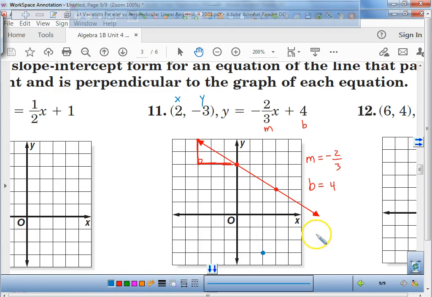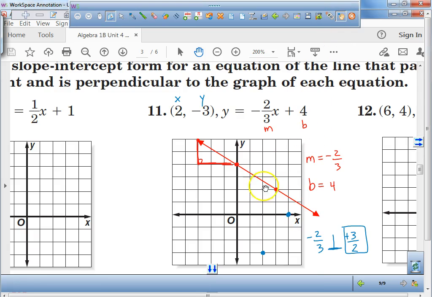Okay, so here we go. What's our new slope? If we have a negative 2/3 slope, what slope is going to be perpendicular to that? What's our perpendicular slope? If it's a negative, this has to be a positive. If it's 2 over 3, it has to be 3 over 2. So all I have to do now, guys, is go up 1, 2, 3 over 2.